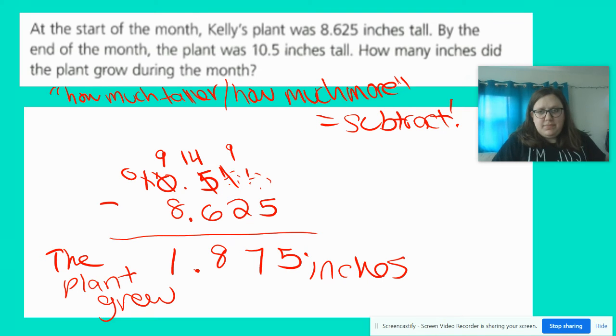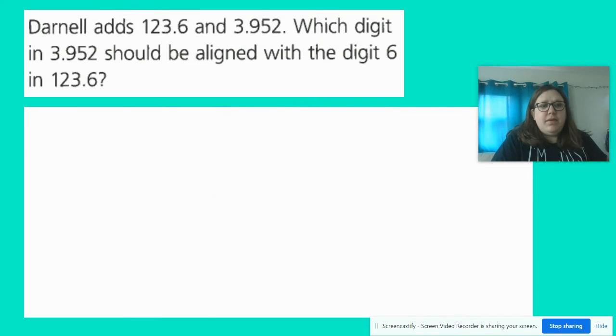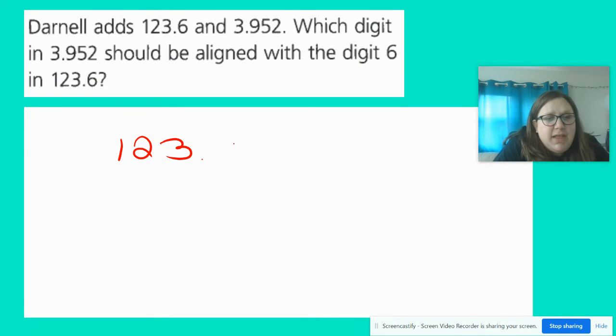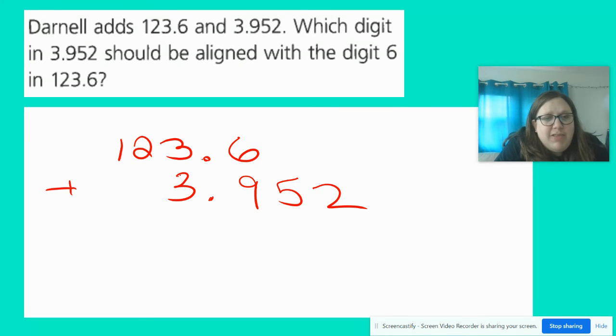All right, let's keep going. Darnell adds 123.6 and 3.952. Which digit should be aligned with the 6 in the 123 and 6/10? All right, so if I put 123 and 6/10 on top, and then I add it to, I'm going to put my other decimal here, 3 and 952 thousandths. So this isn't even asking us to solve, it's just asking which digit should be aligned with the 6, which is going to be 9.